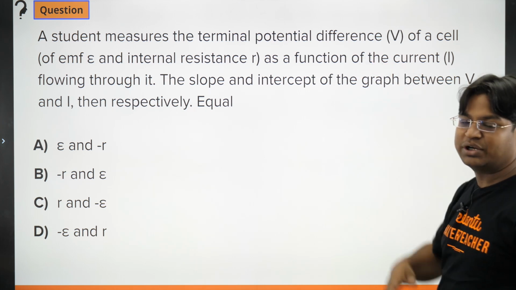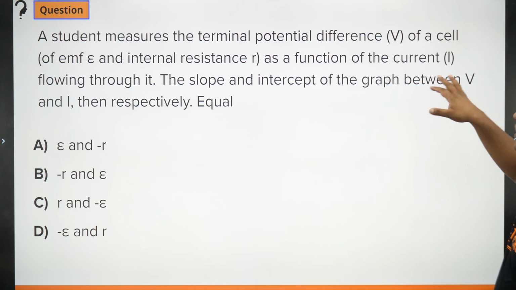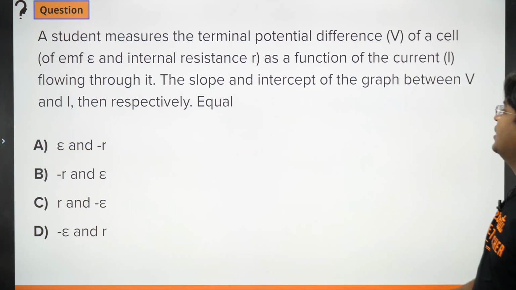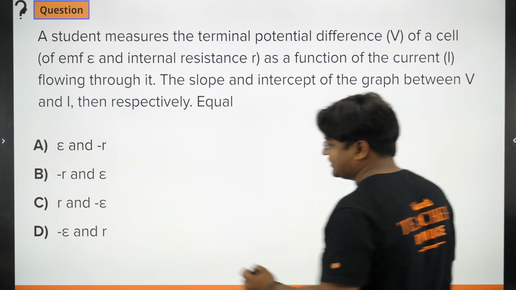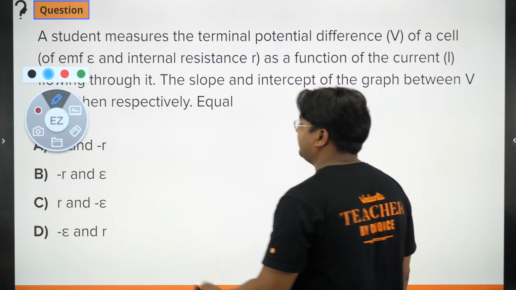Now what is terminal voltage? It is the potential difference between the terminals of the cell. EMF is given to be E, internal resistance is given to be R, as a function of current I flowing through it. So let me just explain the situation here, what the question talks about.